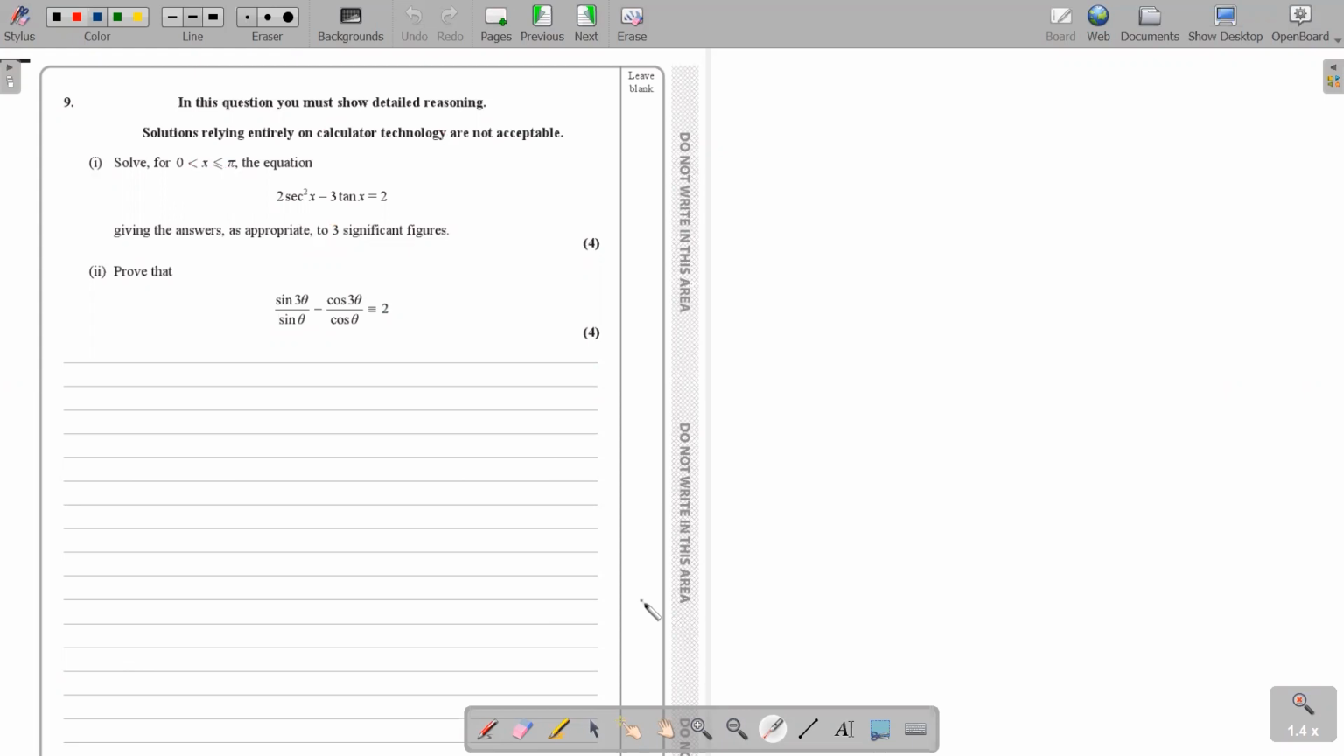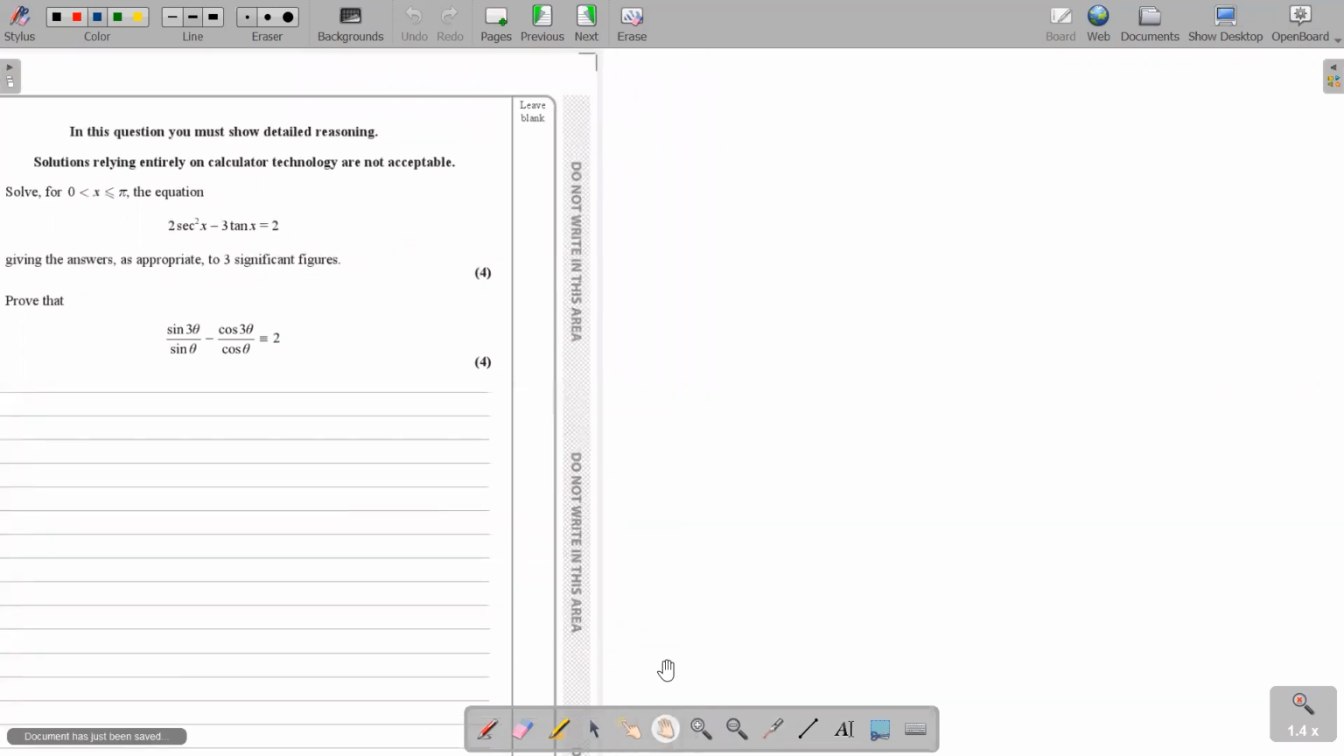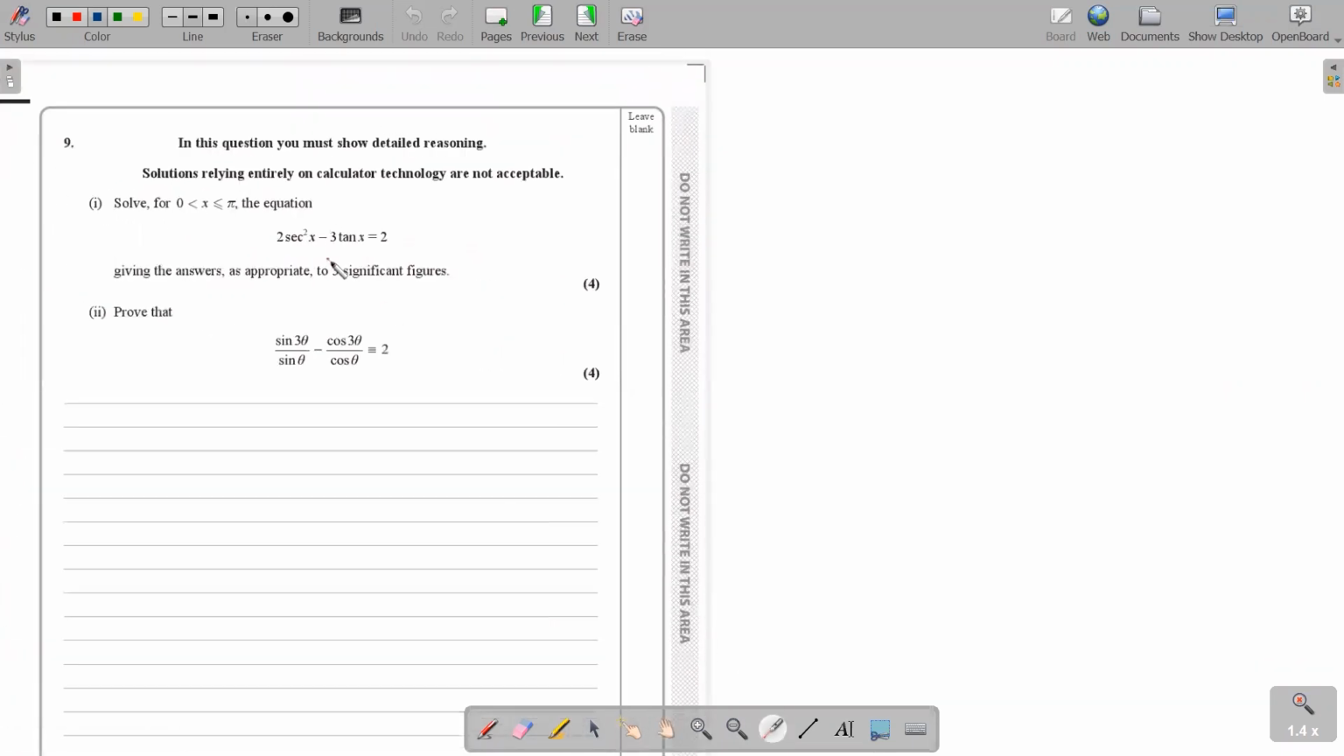Okay, how do we solve something like this? If you want to solve this equation, it should be entirely in sec or entirely in tan. You can't have sec and tan together. So what's the identity that we use? 1 plus tan square x is sec square x. Do you remember this identity from P3? So we can replace sec square with 1 plus tan square.